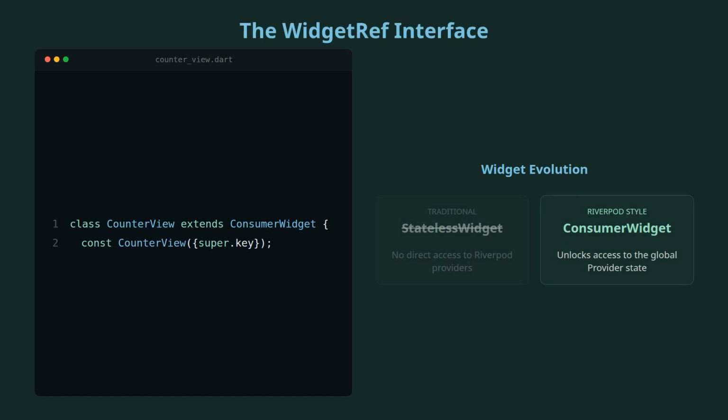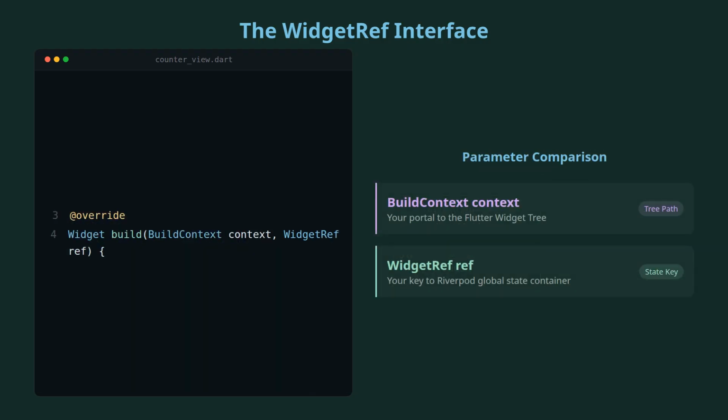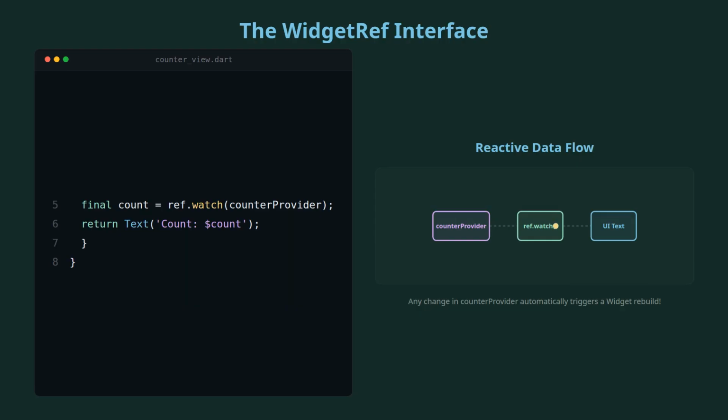To consume this global state inside our user interface, we replace Flutter's traditional StatelessWidget with Riverpod's specialized ConsumerWidget. This modification exposes a new parameter in the build method, called WidgetRef. Unlike the classic build context, which merely represents a coordinate in the widget tree, WidgetRef is our direct programmatic interface to the global provider container. By calling ref.watch on our counter provider, we set up a reactive dependency that surgically rebuilds only this specific widget when the underlying counter state increments, leaving the rest of the UI untouched.